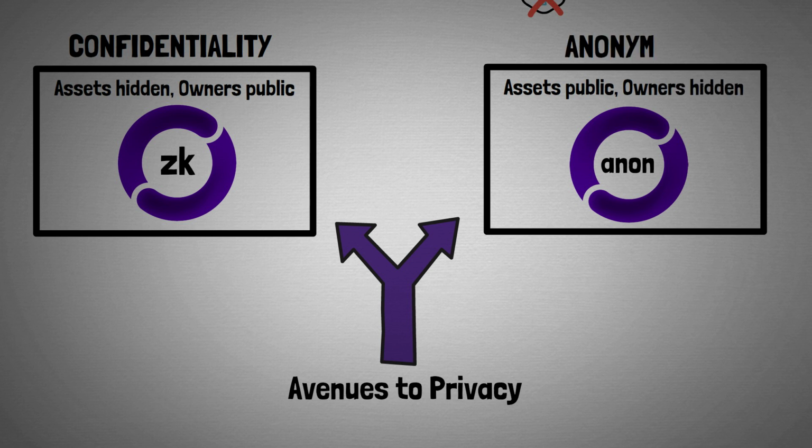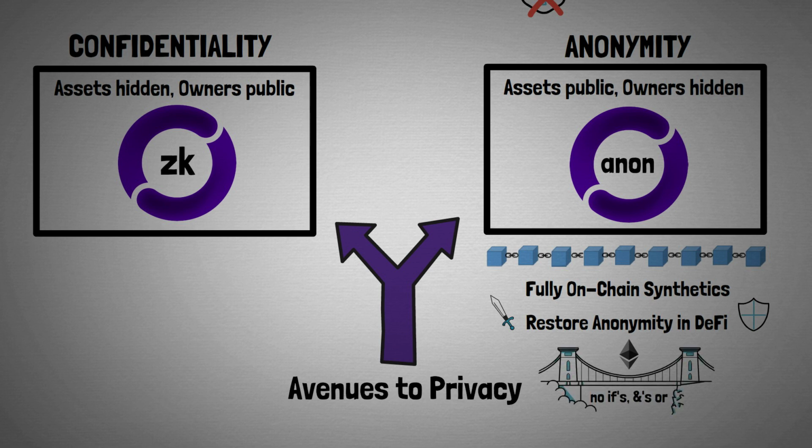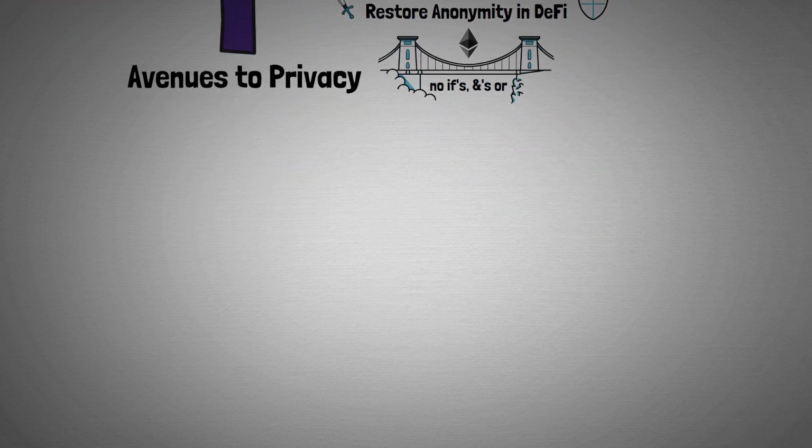That's anonymity for you. As its name would suggest, Offshift Anon is a fully on-chain synthetics platform that enables Ethereum DeFi users to restore their anonymity without foregoing yields. And it all happens on Ethereum Layer 1. No ifs, ands, or bridges. Okay, overview complete. Now, let's talk assets.